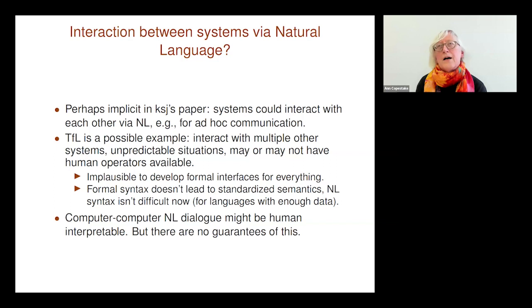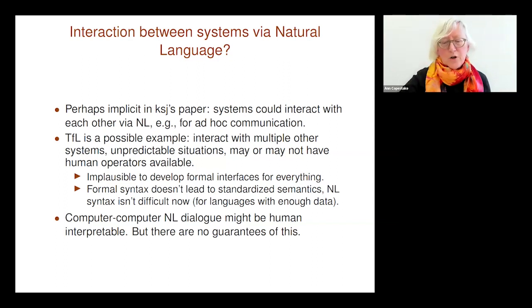Especially that's relevant for ad hoc communication, not planned interaction between systems. And as I say, I don't know whether Karen really intended this, but it seems to me a clear and really interesting consequence. And I think she may have intended it, given her slightly rude remarks about the semantic web, where that's also clearly a motivation. So Transport for London is a possible example.